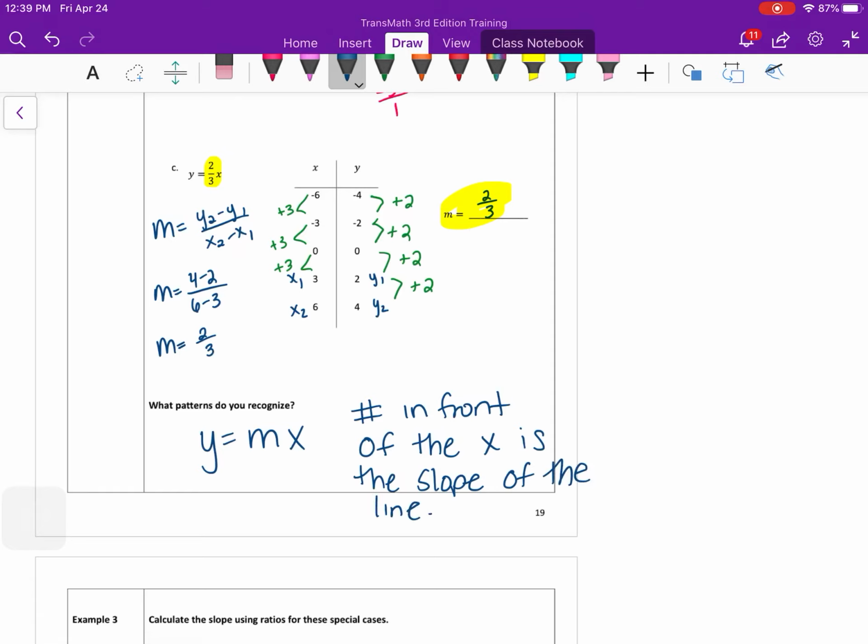On your homework, I still want to see your work for how you're calculating slope, but I want you to recognize that pattern because we're going to start writing equations of lines soon too.